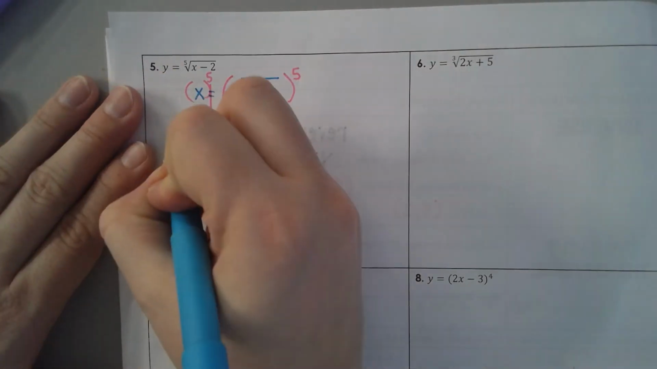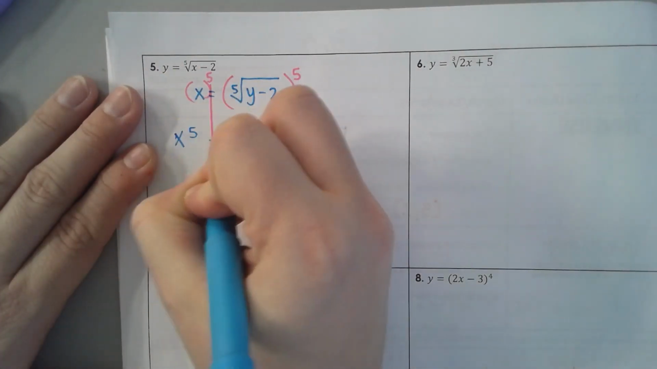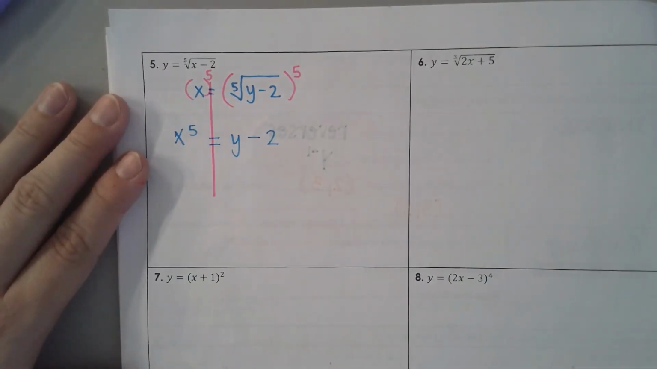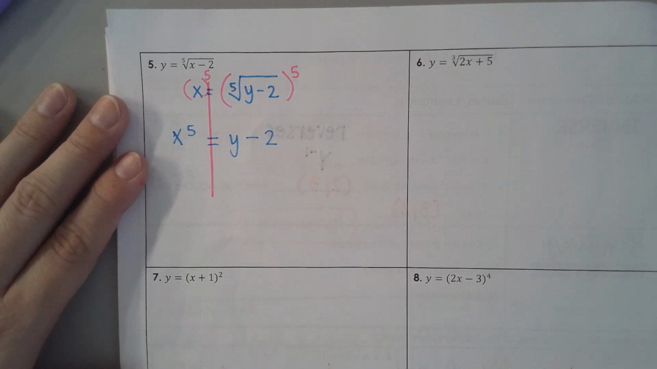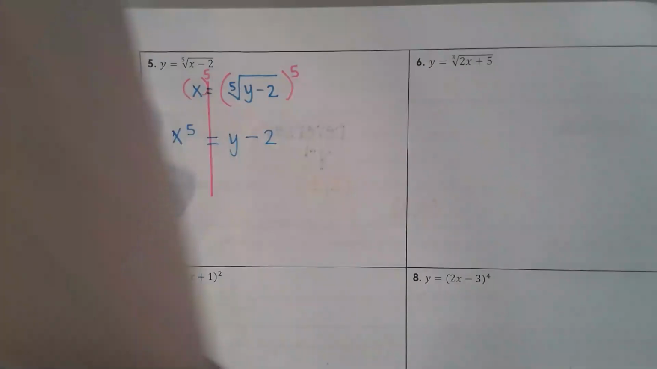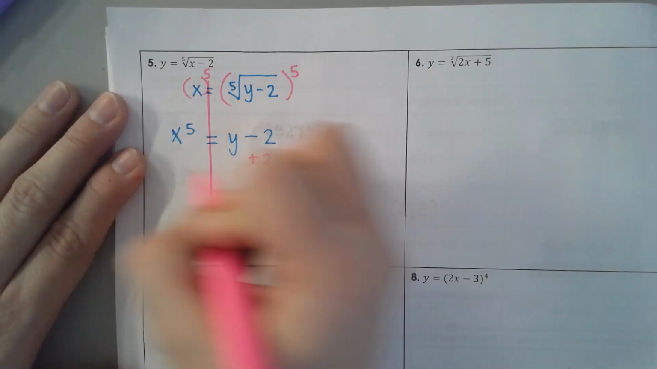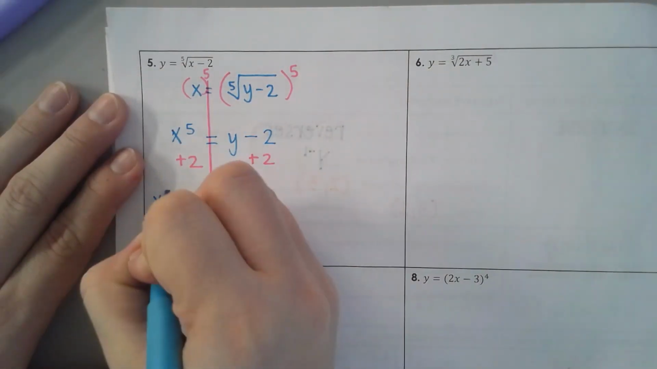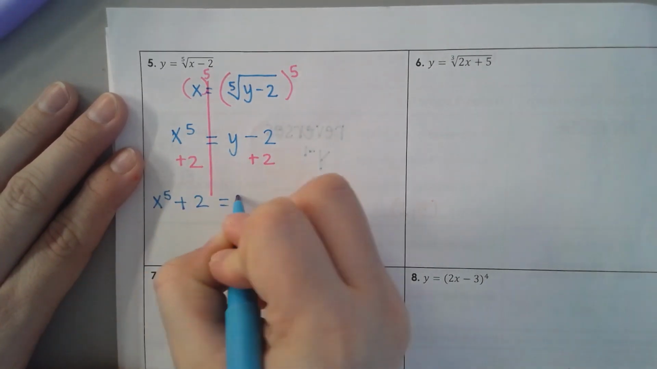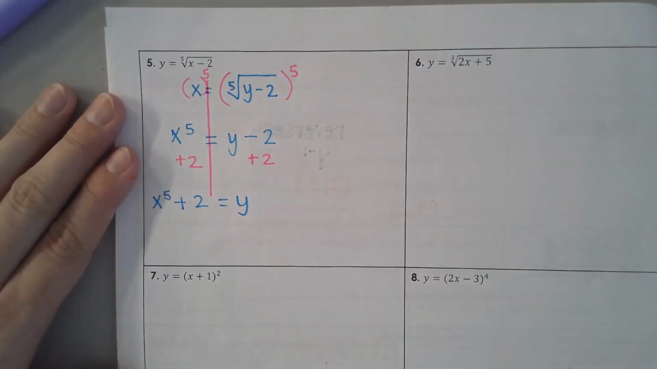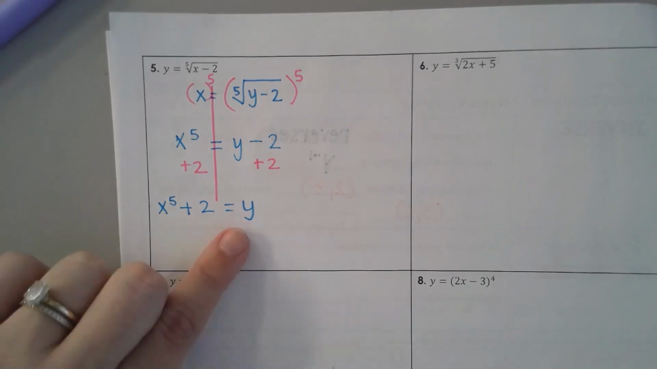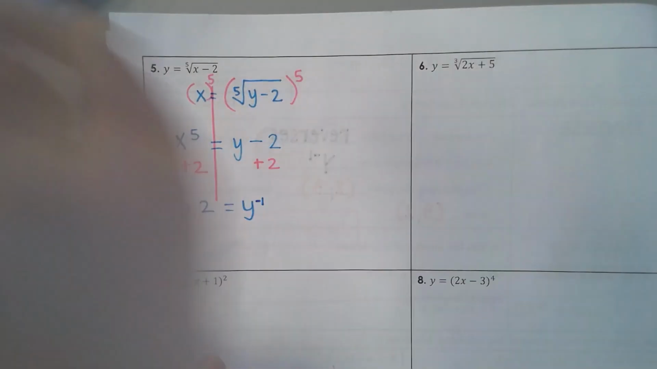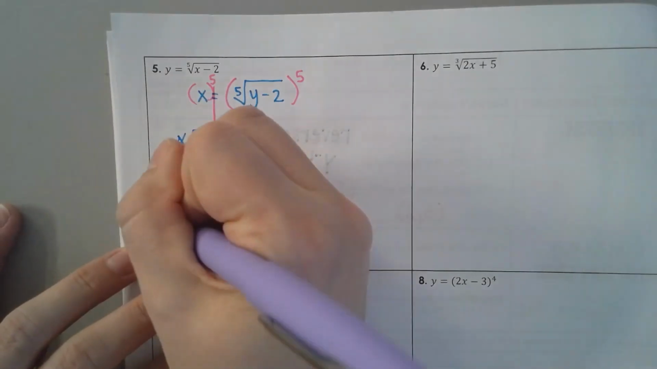So it gives me x to the 5th equals y minus 2. And then I can add 2. Yep. X to the 5th plus 2 equals y. That's all by itself, so I can give it the -1 exponent, which just means inverse.